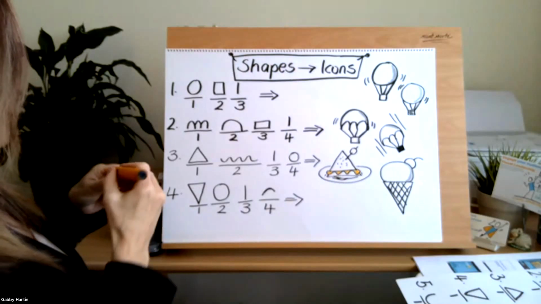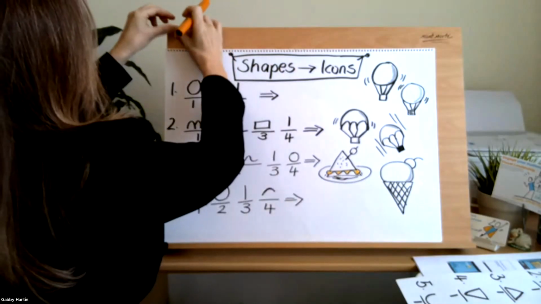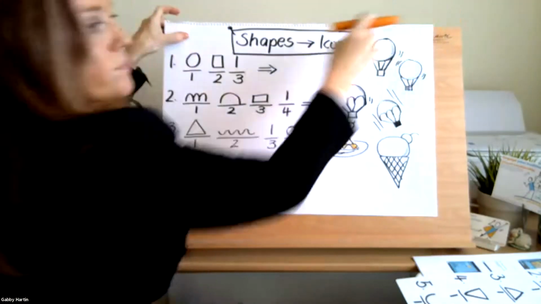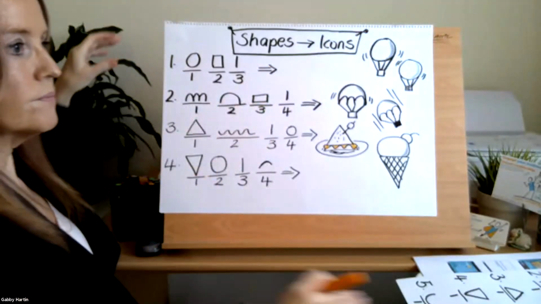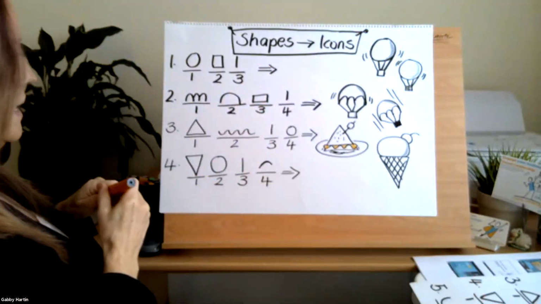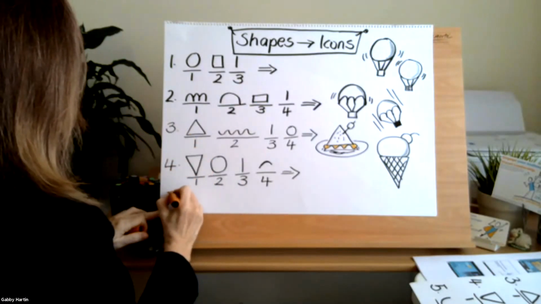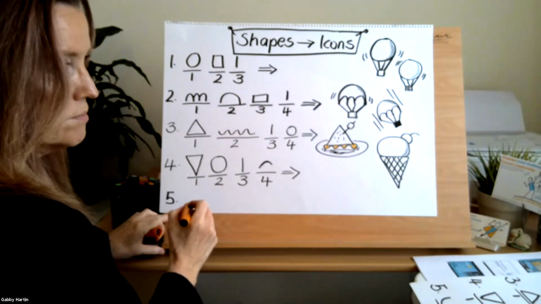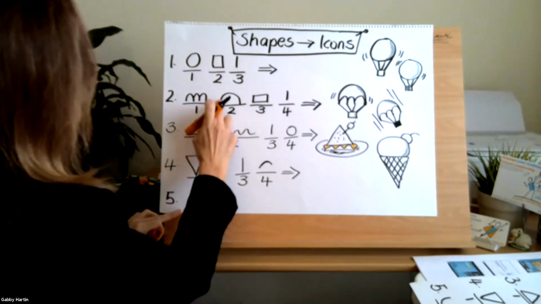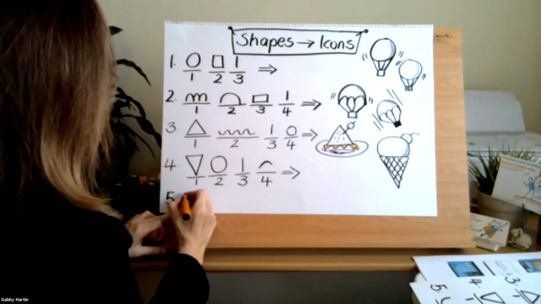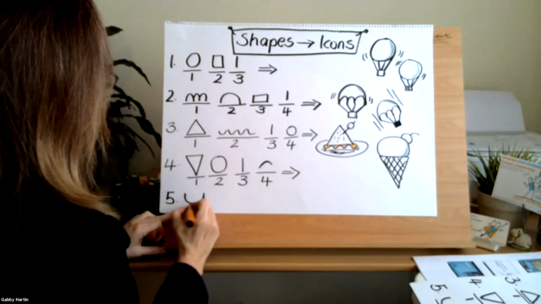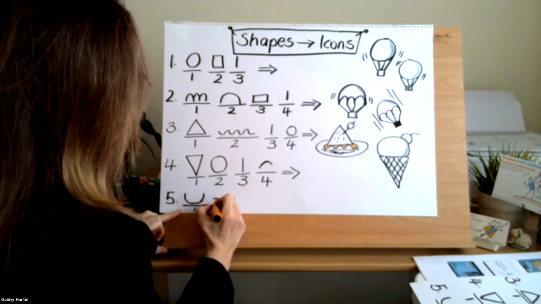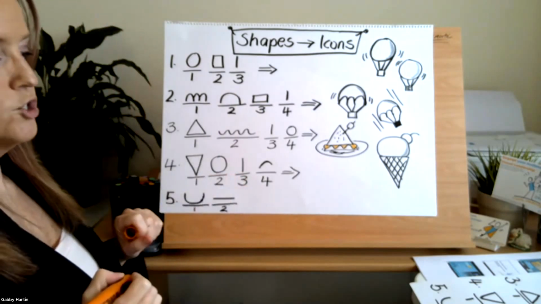All right, we've got room for one more. I'll just move that up a little bit. Okay. Number 5. All right, now we had a semicircle here. Let's do a semicircle the other way around. That'll be 1. Straight line, that's 2.